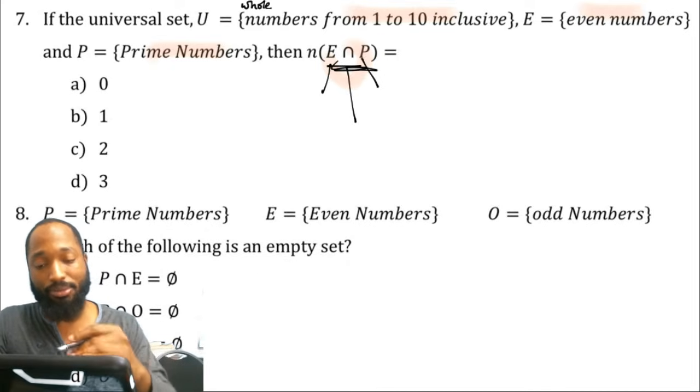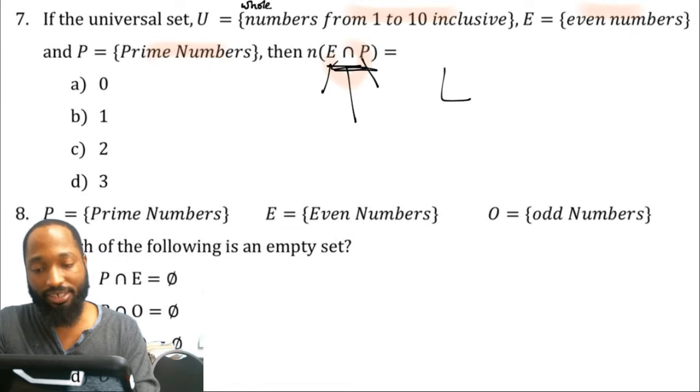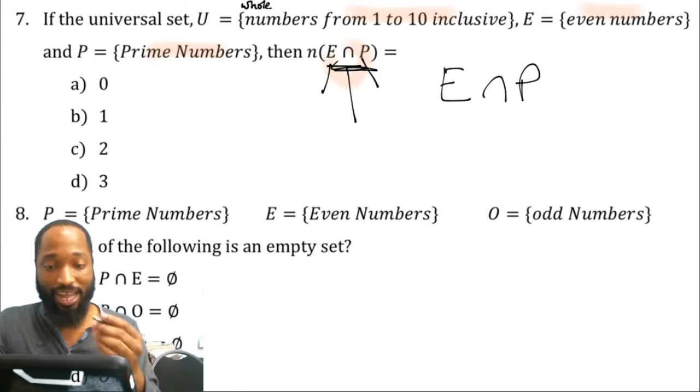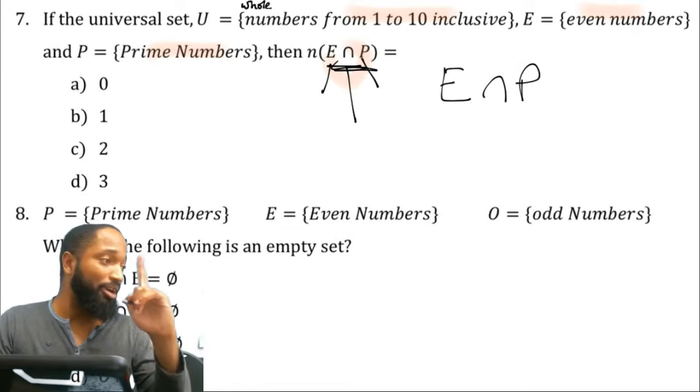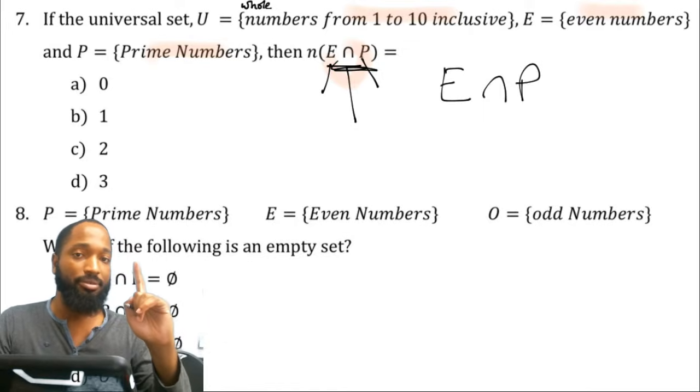How many items are in E intersect P? And the answer: there's only one even number that is a prime number.